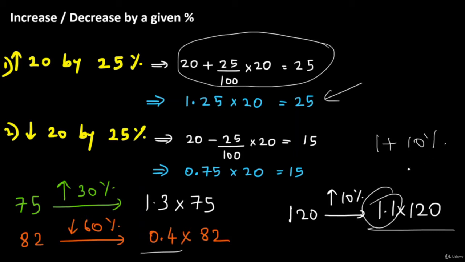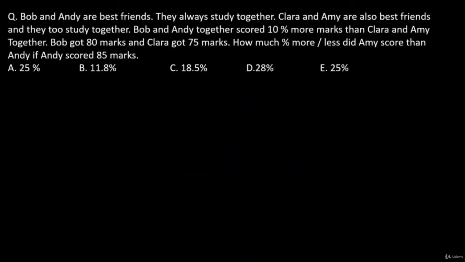So 1 plus 0.1 gives you 1.1. Let's do this question. Bob and Andy are best friends. They always study together. Clara and Amy are also best friends, and they too study together.